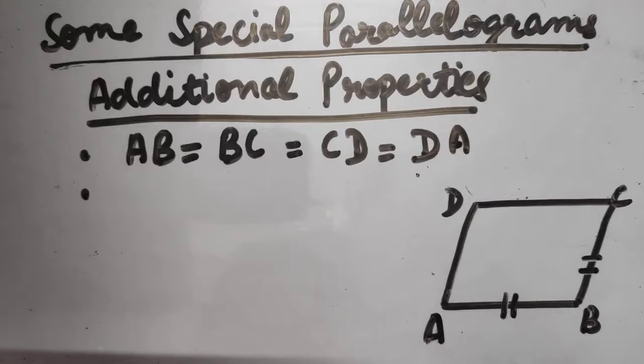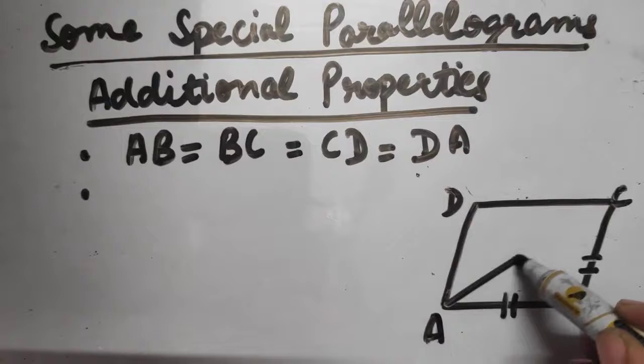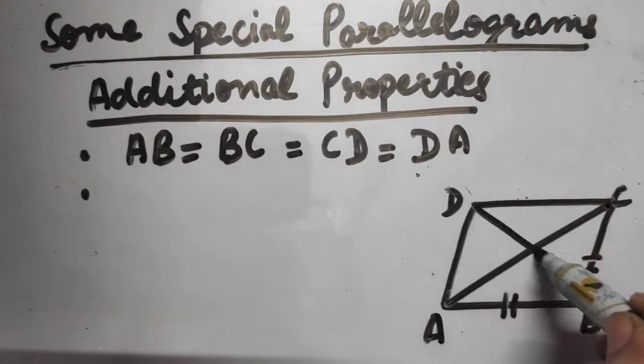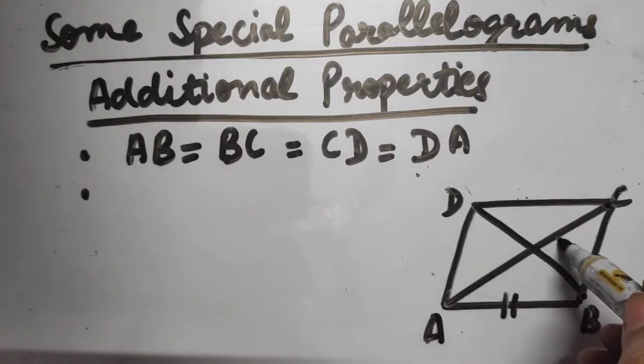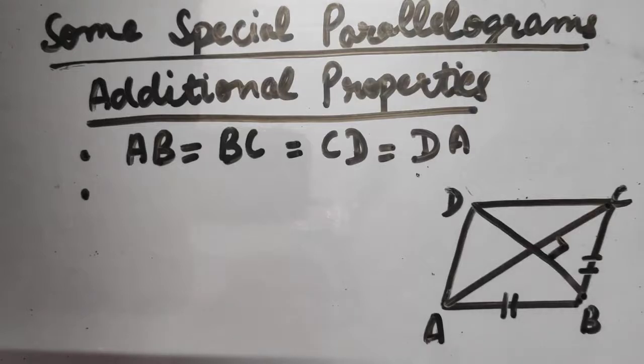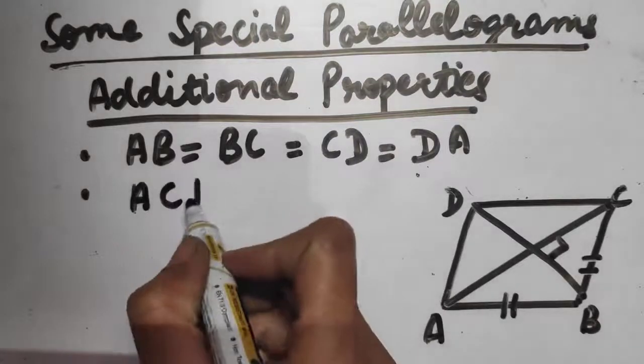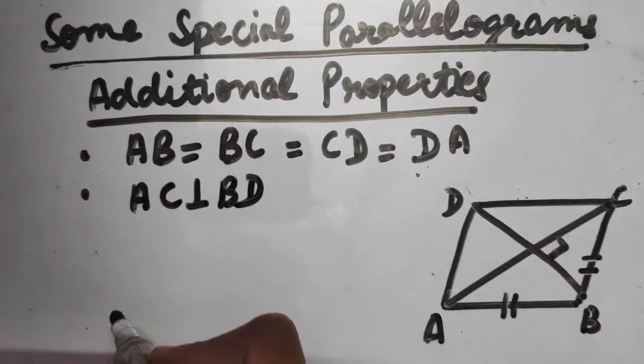The diagonals of a rhombus are perpendicular bisectors of one another. These are the two diagonals. They are the perpendicular bisectors of one another. So AC is perpendicular to BD. They are perpendicular bisectors of one another.